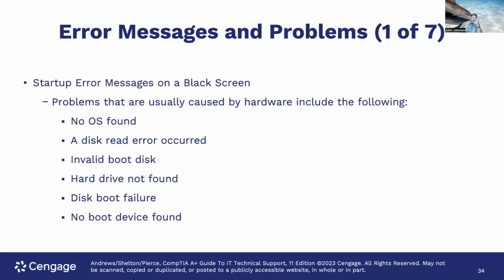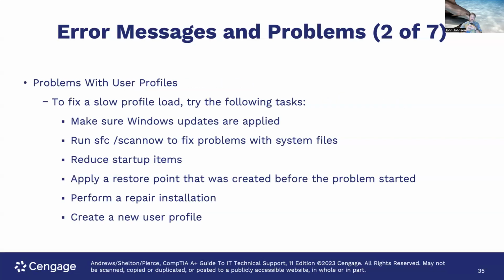So now we're getting into error messages and problems. Let's say you're starting up and you get startup error messages on a black screen. Problems in this category are usually caused by hardware with the following issues: no operating system is found, a disk read error has occurred, an invalid boot disk, sometimes hard drive not found altogether, disk boot failure, and no boot device found. These are the ones typically associated with that black screen.